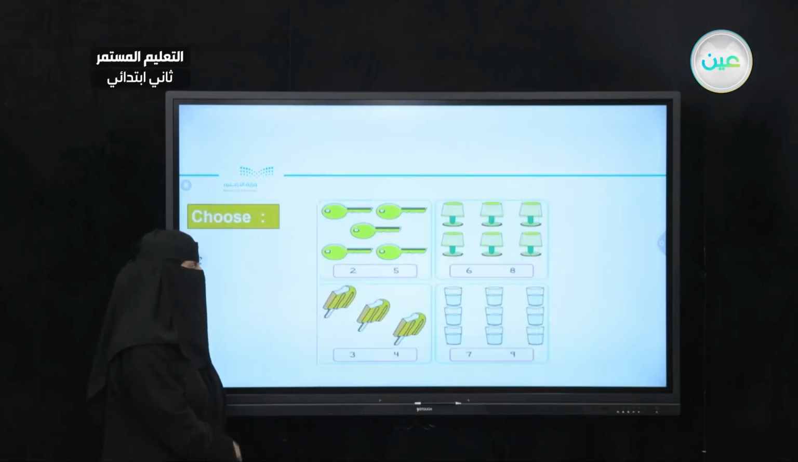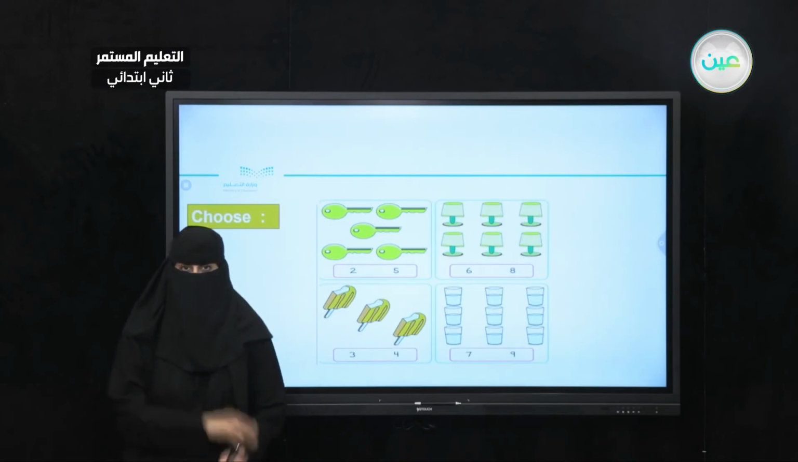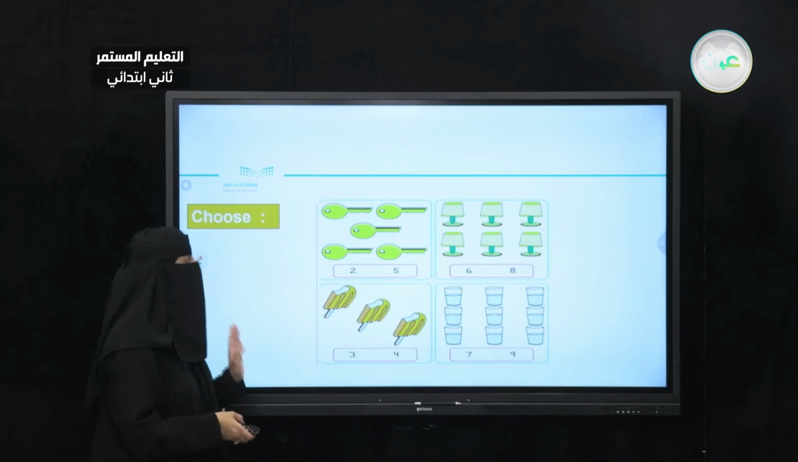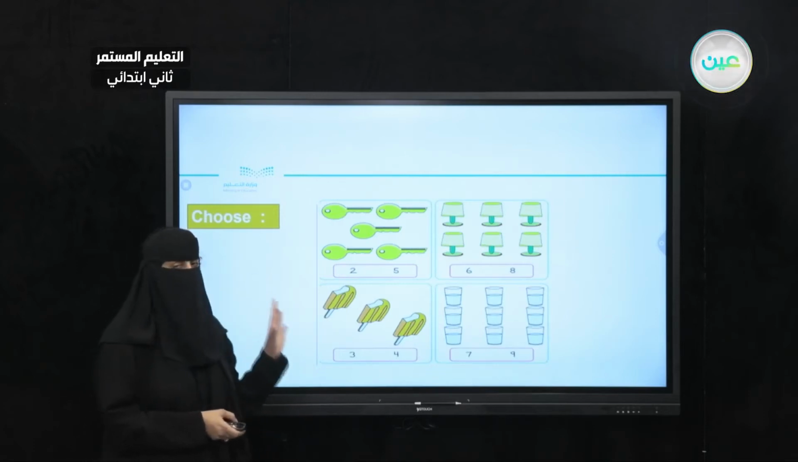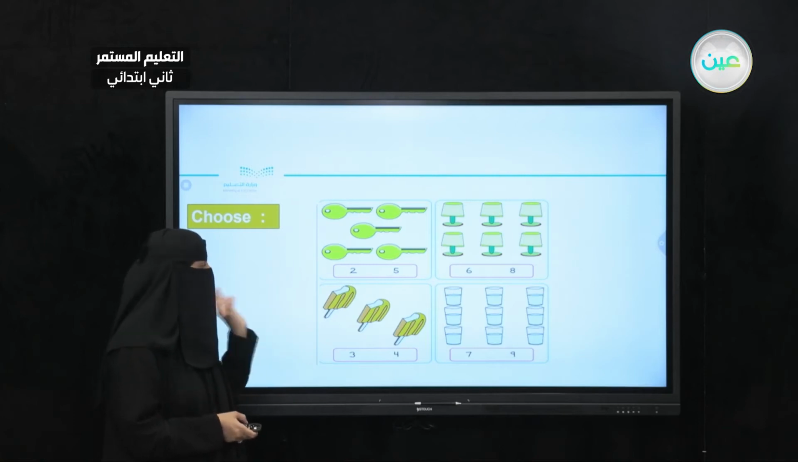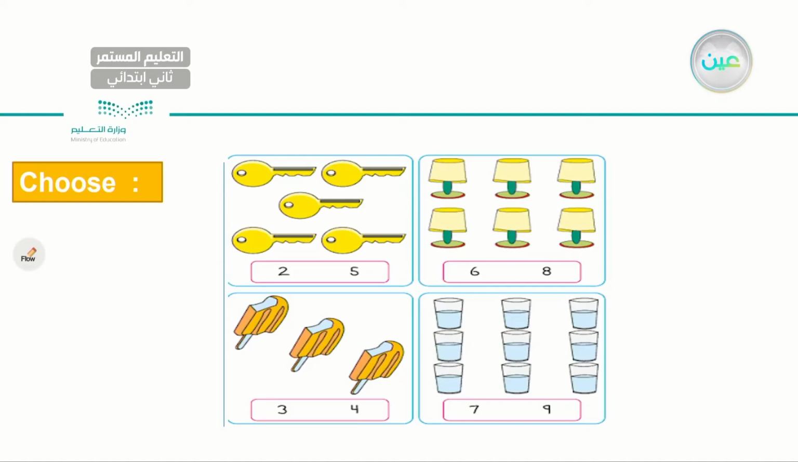Okay? So now, let's try to change the exercise here. Choose the answer. Here I have different pictures. I have lamps, I have keys, I have ice cream, glasses of water. Let's go ahead and read. How many keys can you see, my dear student? So you will go ahead and count.